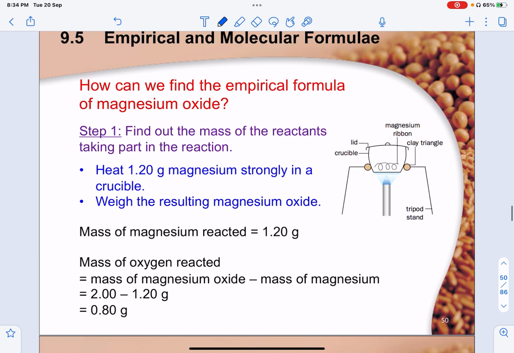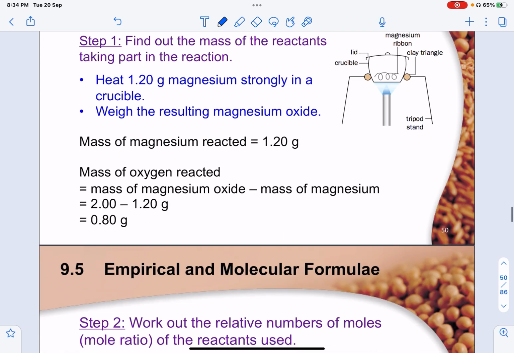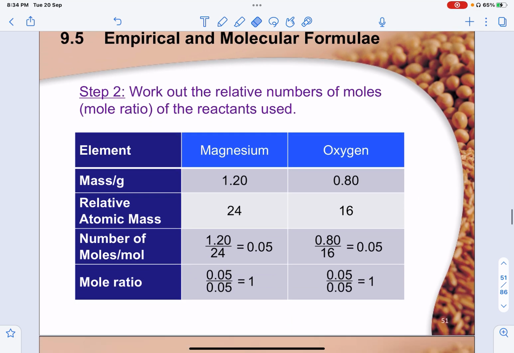So over here, let's look at how you can find the empirical formula of magnesium oxide. First, find the mass of the reactants that take part. 1.2 grams, and then you weigh it. So this is how you go about doing it. To find the mass of oxygen reacted, 0.8 grams. Work it out, where this is from the question.